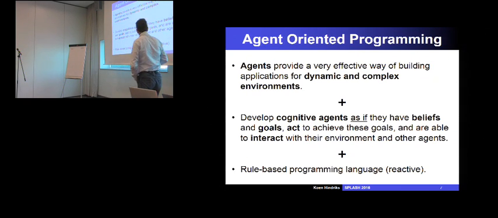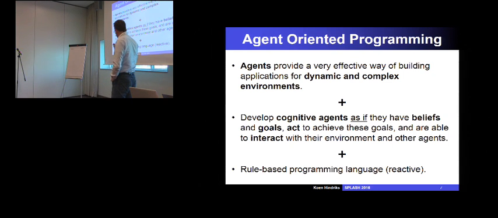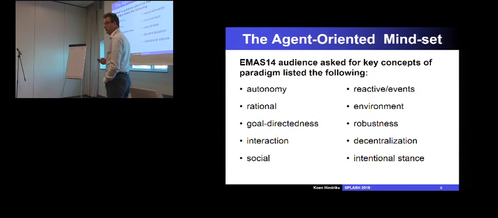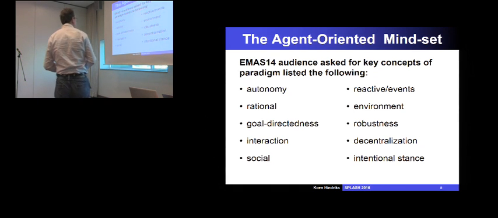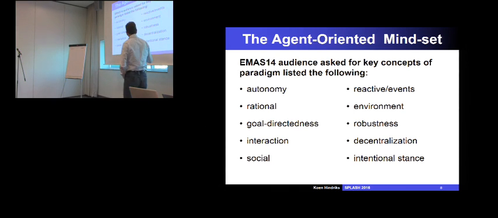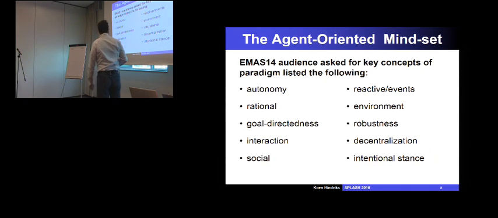Now, key concepts that we've already seen, like beliefs and goals, are also key elements, core elements in the language. My language is rule-based as well. I'll just show you what it looks like in a moment. And I wanted to give you a little bit of a feel of the concepts that are often used in our community to talk about the concepts in the programming paradigm that we're building. So it's a lot about interaction, goal-directedness, rationality is a thing. That's a key topic in AI. How can we make sure that the decision-making is rational?